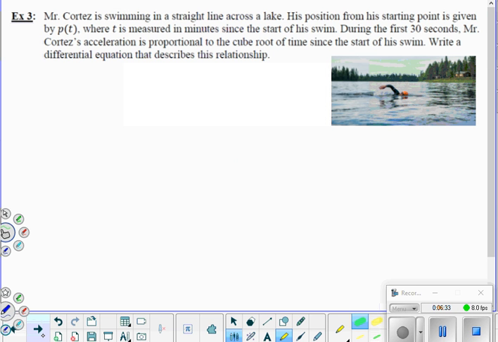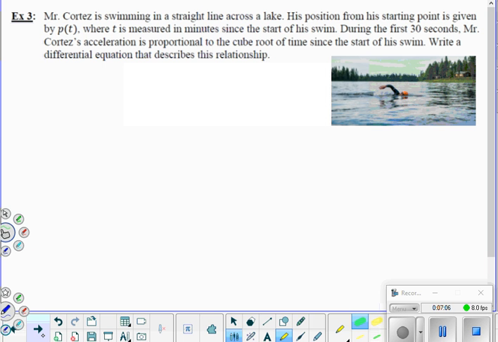You can do that. Number 3, Mr. Cortez is swimming in a straight line across a lake. His position from the starting position is given by P of T. P for position maybe? Where T is measured in minutes since the start of his swim time. During the first 30 seconds, Mr. Cortez's acceleration is proportional to the cube root of the time since he started his swim. So basically T there. Write a differential equation that describes this relationship.